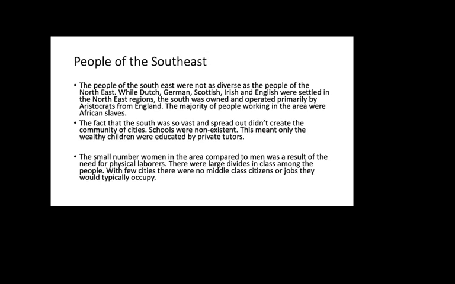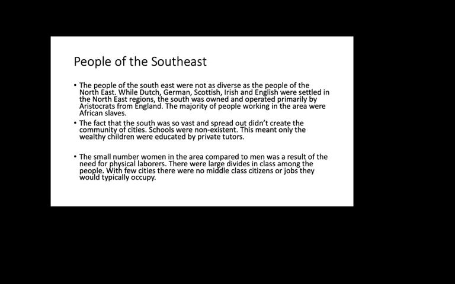Okay, the people of the Southeast were not as diverse. In the North, you had the Dutch, the German, the Scottish, the Irish, the English. They all settled those northern colonies. The South was owned and operated primarily by what we call aristocrats. Aristocrats were rich Englishmen.